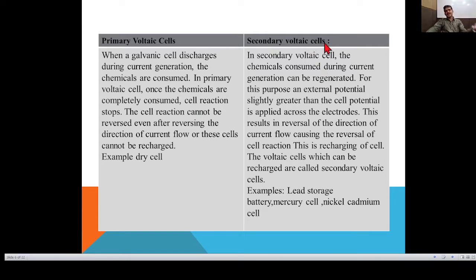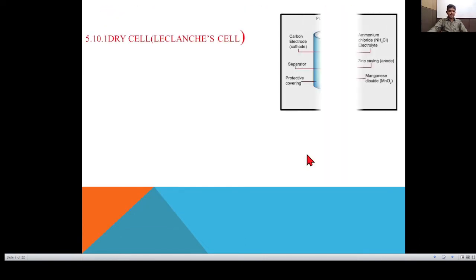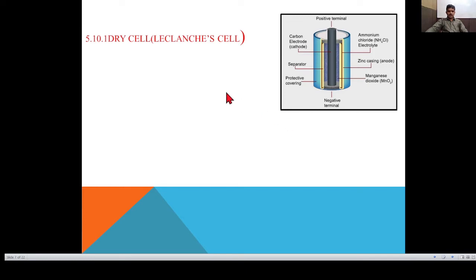While in the case of secondary Voltaic cell, the Voltaic cell can be recharged by reversing the direction of flow of electric current. Okay, it can recharge. So that is secondary Voltaic cell. Okay, then dry cell. First is the primary Voltaic cell.